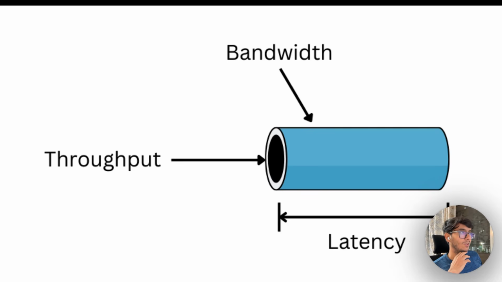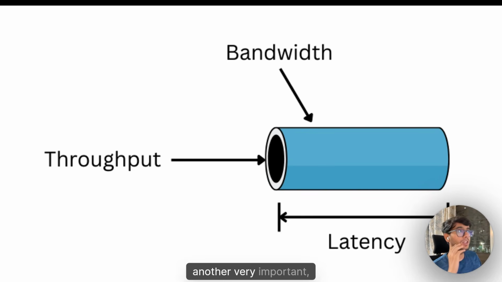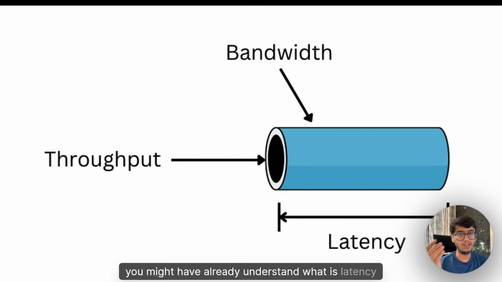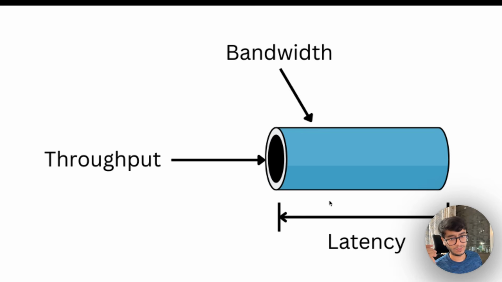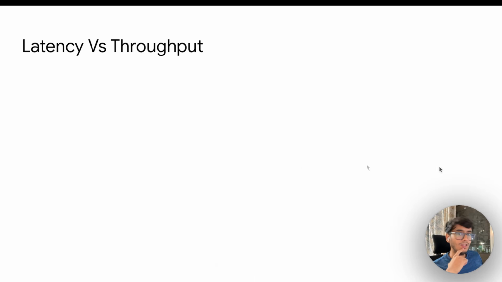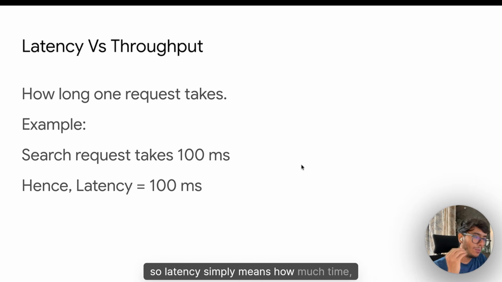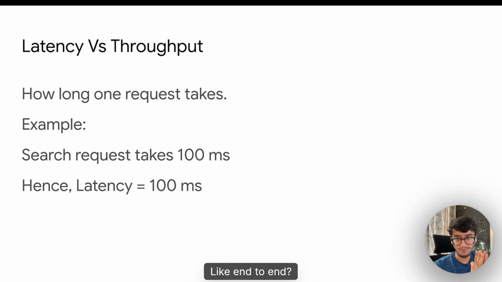Okay. So now let's discuss another very important concept, throughput and latency. The bandwidth we'll discuss later, but as you can see in this picture, you might have already understood what latency and throughput are. If not, let's see what latency is first. Latency simply means how much time a request takes, end to end.